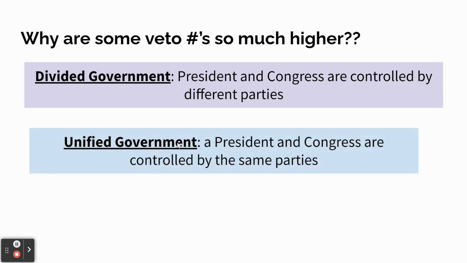The presidents that have fewer vetoes are probably presiding over time periods of unified government, meaning the president and Congress are controlled by the same parties. You're not going to have a Democratic Congress pass a law only to have it vetoed by a Democratic president. They wouldn't make their own party look bad by doing that. So usually the higher veto numbers occur when Congress and the president are of different parties, and that's known as divided government.